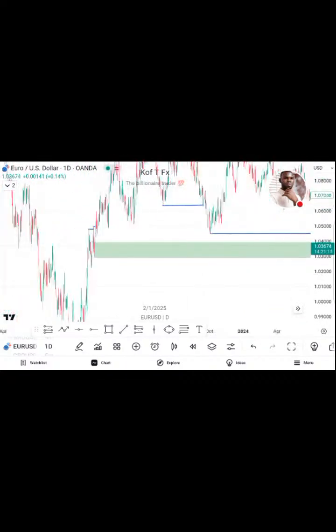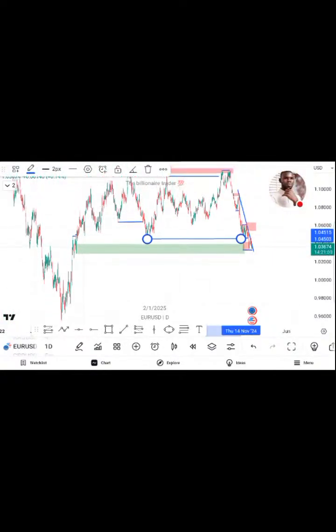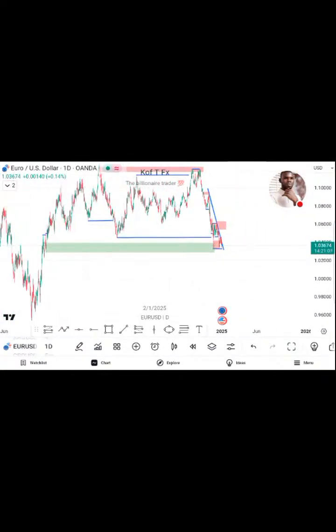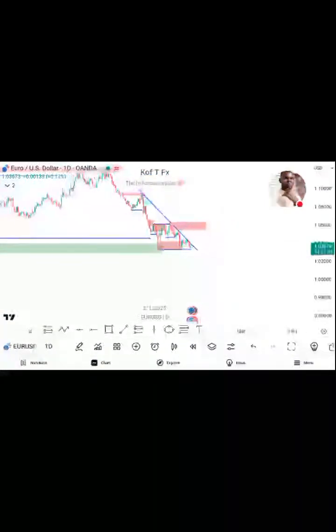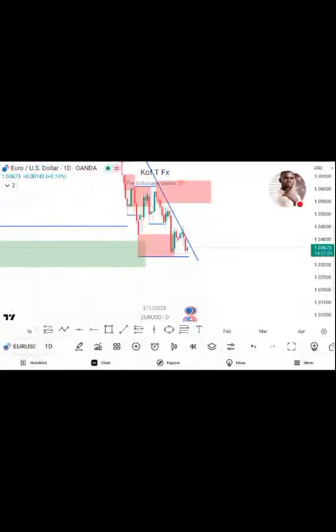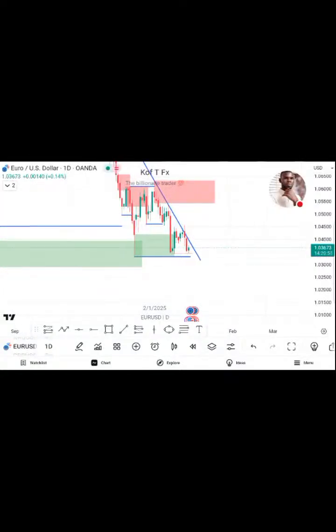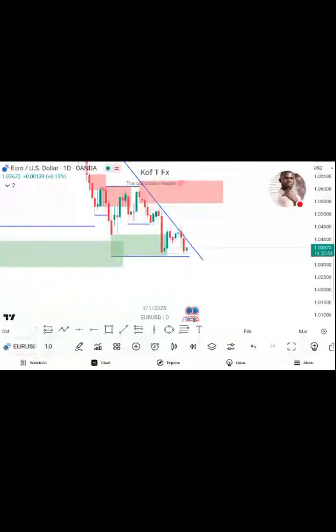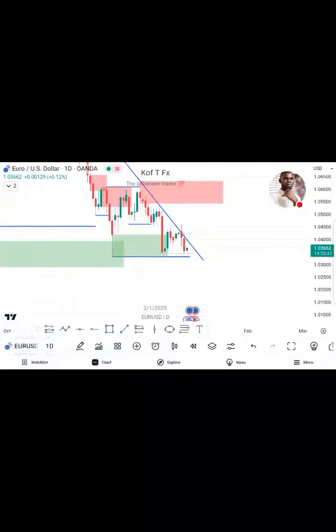Currently, it has taken out the liquidity, taking out that inducement. Then within that demand zone we are currently, price based on price action. I'm not talking in terms of SMC now. I'm talking in terms of chart pattern and price action.